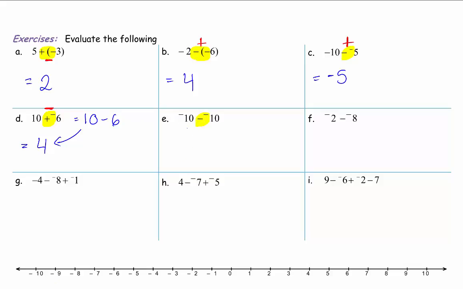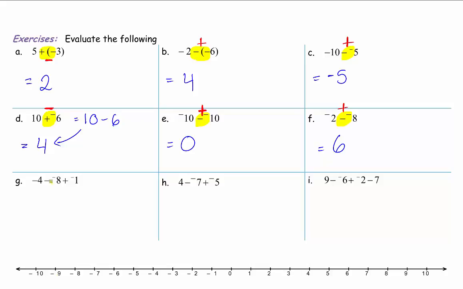So the next one, negative 10 take negative 5. So I've got two negatives become a positive. So now I have negative 10 plus 10 is 0. Next, negative 2 take negative 8. So I've got two negatives will become a positive. Negative 2 plus 8 is 6.